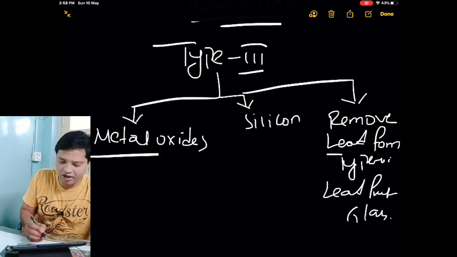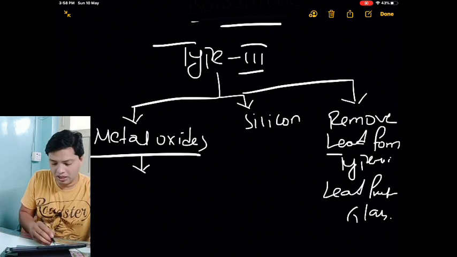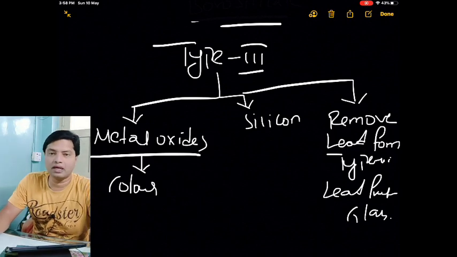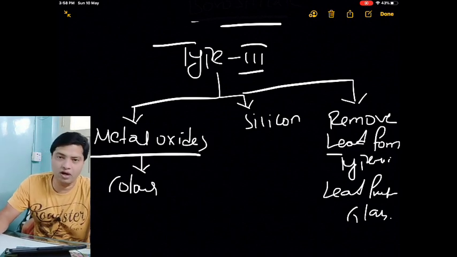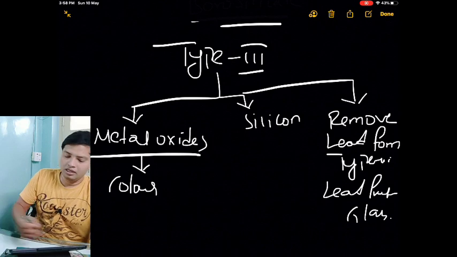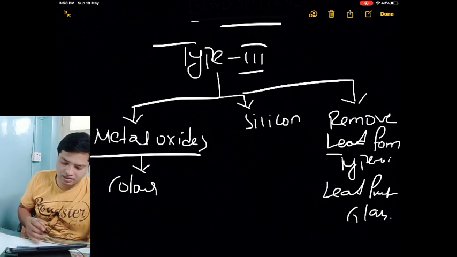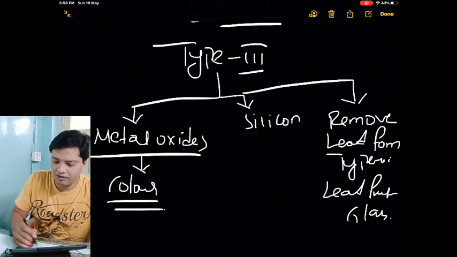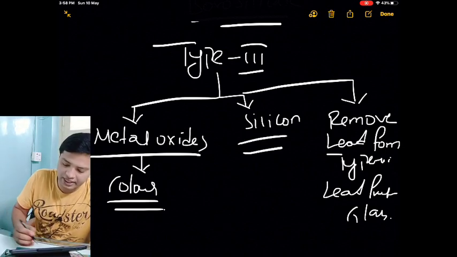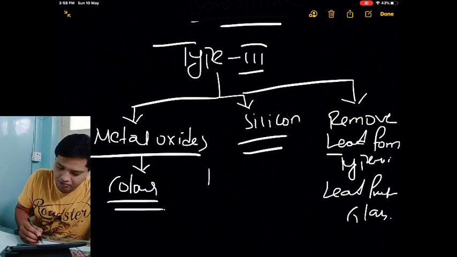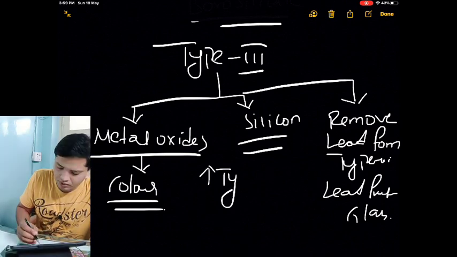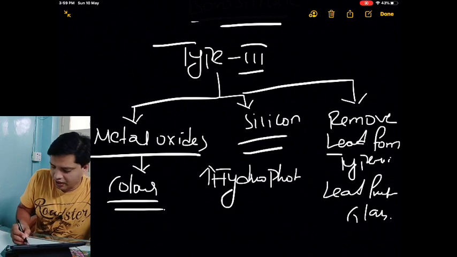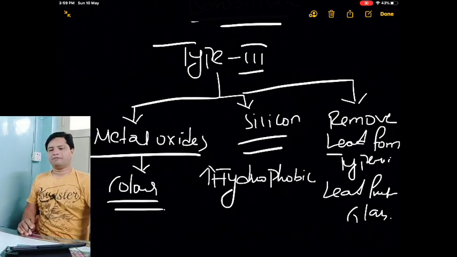So if you add metal oxide, depending on the metal oxide you will get color. If you add ferric oxide, you get red color, like that, depending on the metal oxide. If you add copper, you get blue or green color. So if you want to impart the color to the glass, you add metal oxide to the type 3 glass. If you add silicon, more and more silicates, your glass will become more hydrophobic.